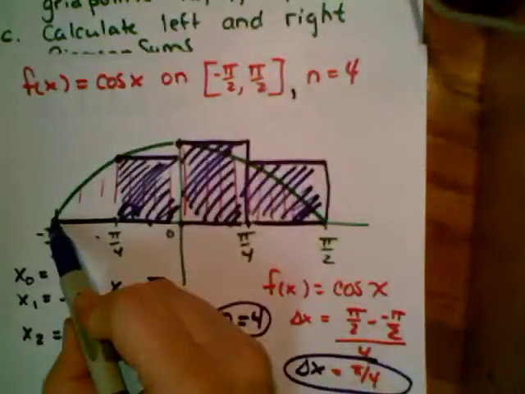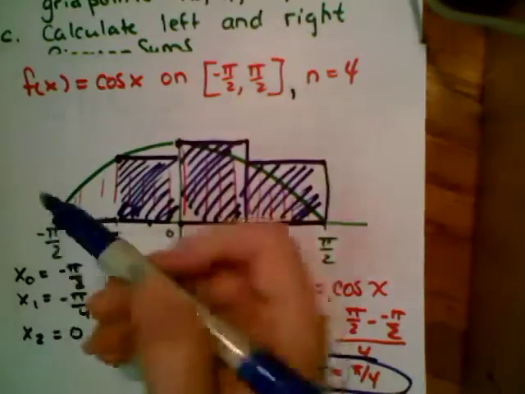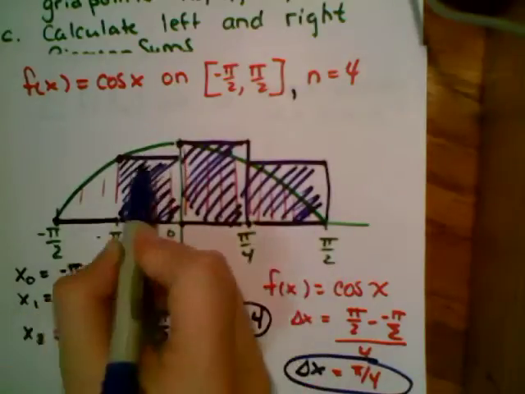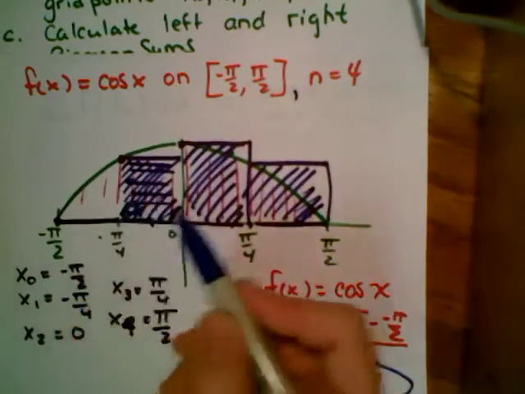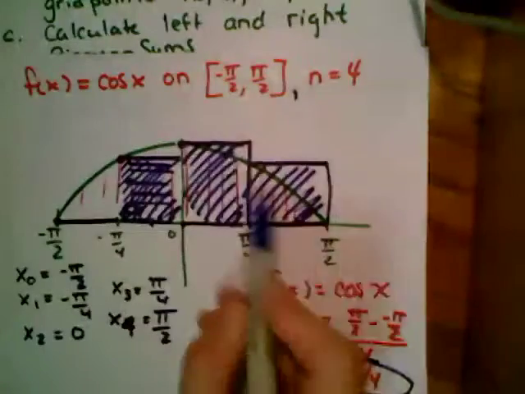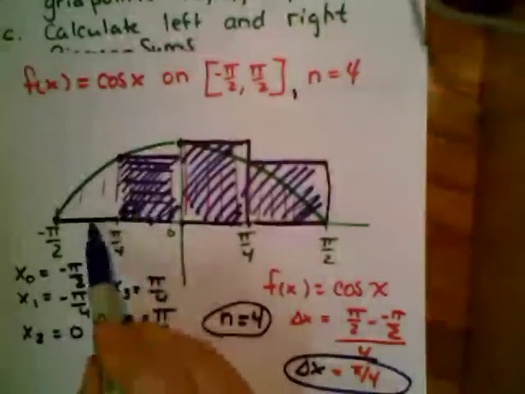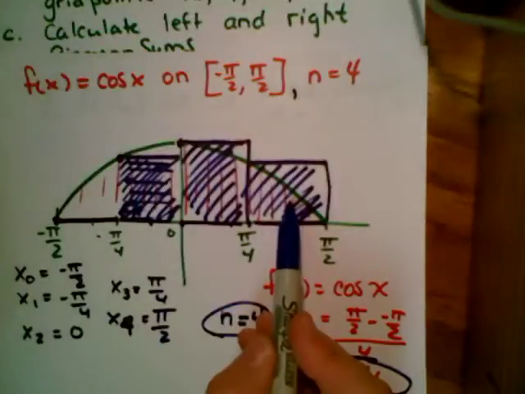When we're using the left-hand endpoints as a height, wherever the function is increasing, we'll have an underestimate of the area, and wherever the function is decreasing, we have an overestimate. So in this sketch, there are 1, 2, 3, 4 rectangles to estimate the red area.